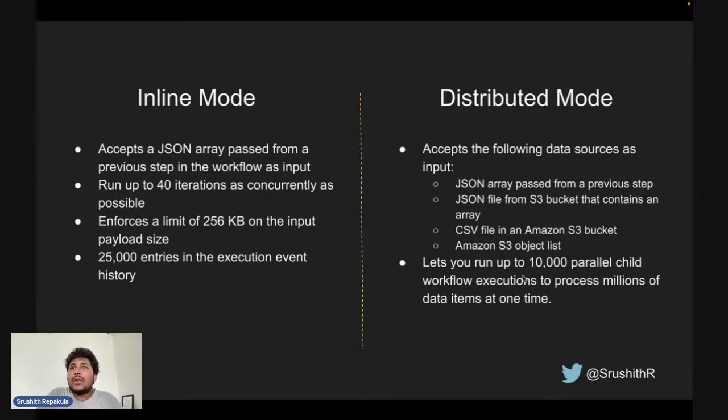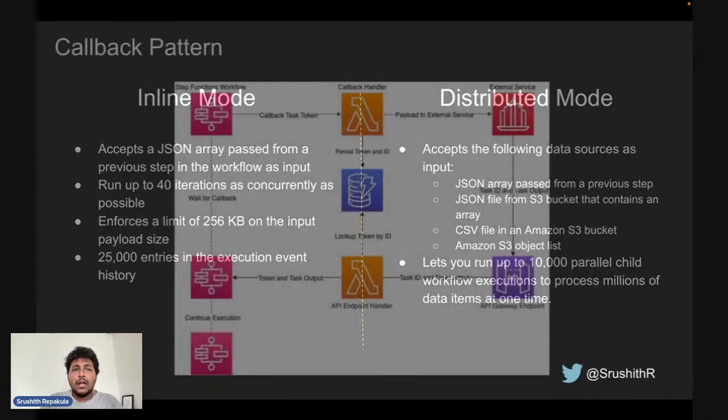So that means, for example, if you are trying to import a CSV and insert it into the database, say you have 10,000 records. In the inline mode, it's only going to be able to process 40 at a time, whereas here it can do 10,000 at a time. I mean, 10,000 child processes can come up, right?